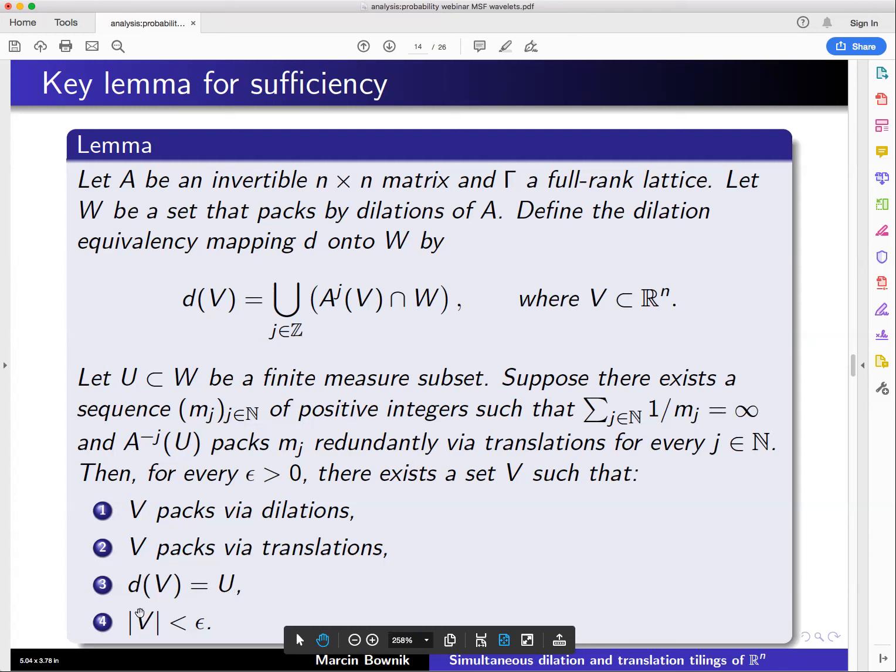But moreover, it will have a very small Lebesgue measure, and that somehow enables you to play the game where you try to achieve both dilation tiling and translation tiling. In fact, there is another result which I didn't put on a slide. I think it's enough to have packing by translation and tiling by dilation, and then the Cantor-Schroeder result will give you that. But okay, so this is the lemma.